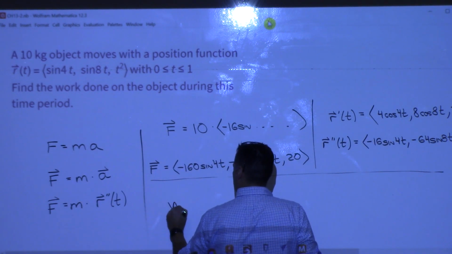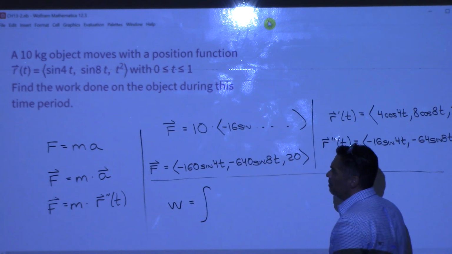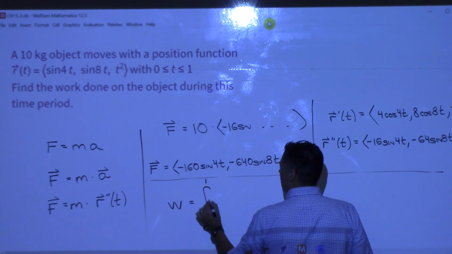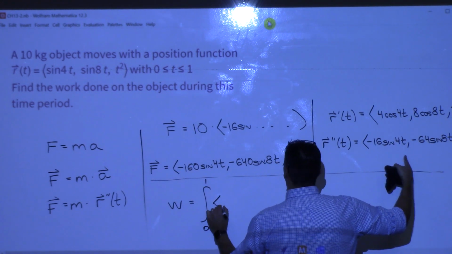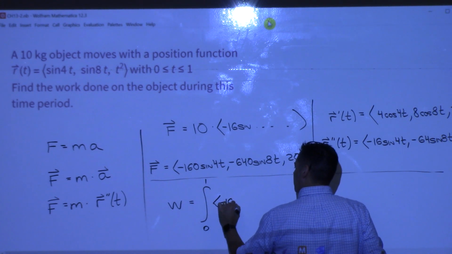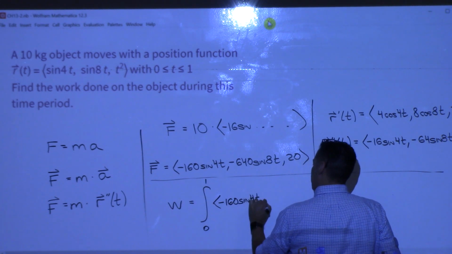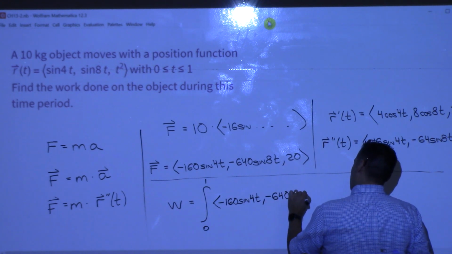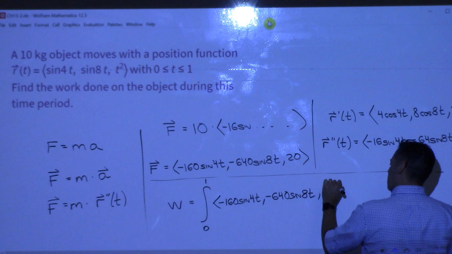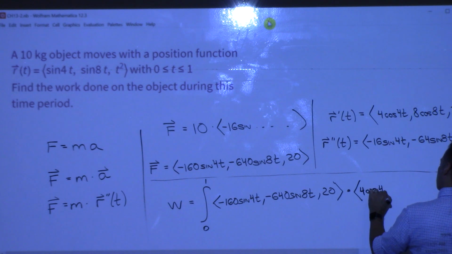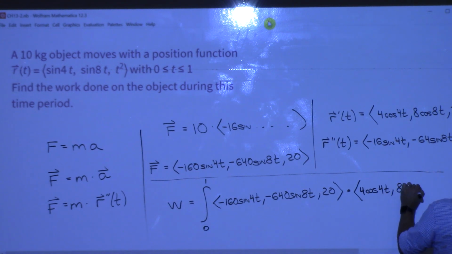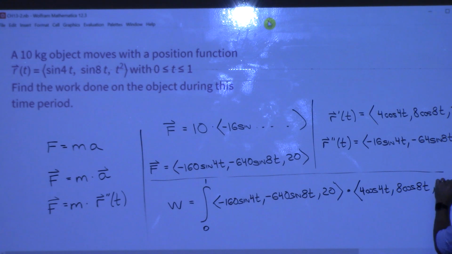So the work will be the integral from 0 to 1. It'll be our field along this curve, which is the force along this curve, which is negative 160 sine 4t, negative 640 sine 8t, 20. Dot that with the first derivative, because that's the formula. The first derivative is 4 cosine 4t, 8 cosine 8t, and then 2t, dt.